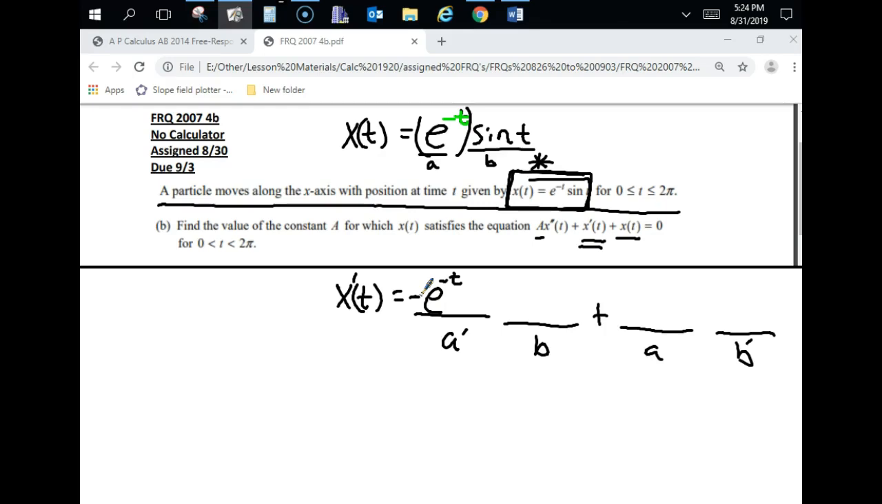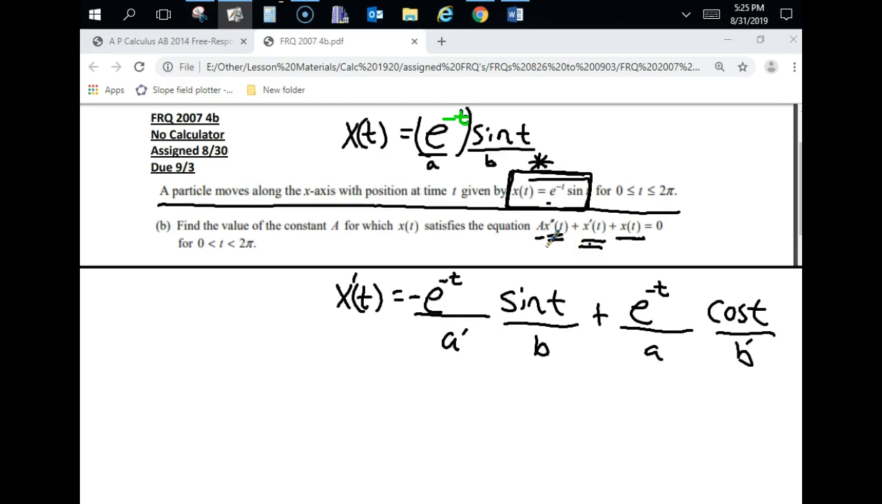But if you got that, you're good. And then here, we're going to go ahead and just put the b function, right? It's sine of t. Next, we have a, which is going to stay unchanged. And then we have b prime, the derivative of sine, which is cosine. There's your first derivative, right? So now we know x of t because it's given to us. Now we know x prime of t because we just figured that out. Now we need x double prime of t. That means we need to take the derivative of this again.